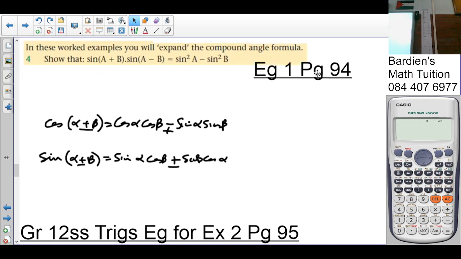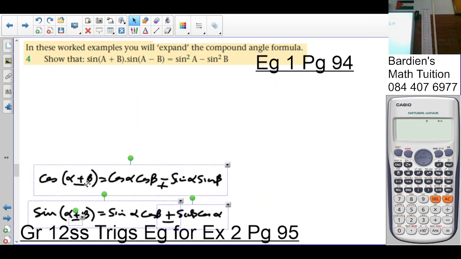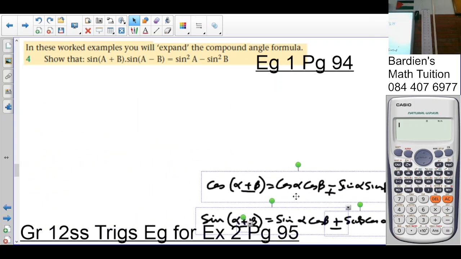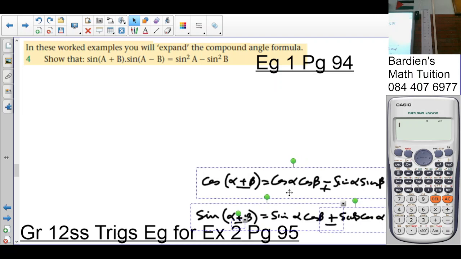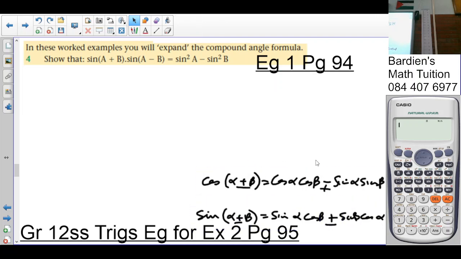Okay, example 1 on page 94, number 4. Here we are told in these work examples you will expand the compound angle formula. So now the question says show that. So this is what we call our identities, not so.